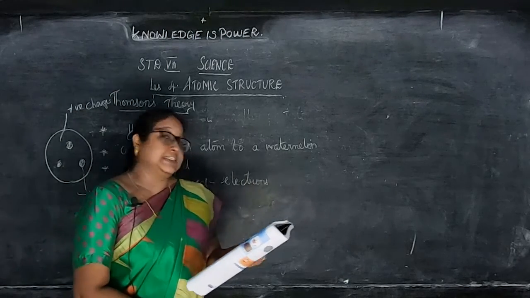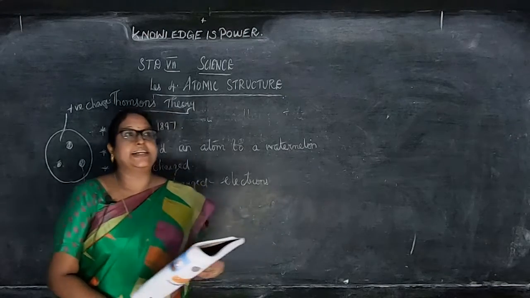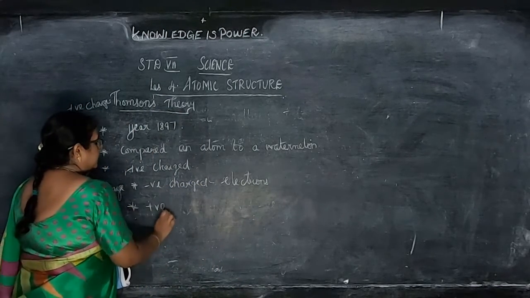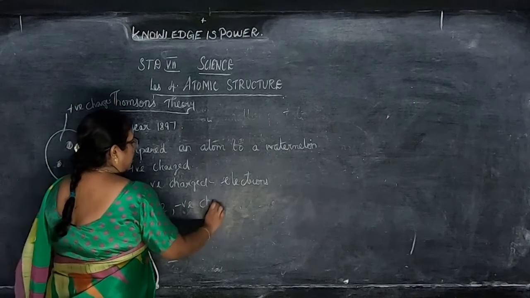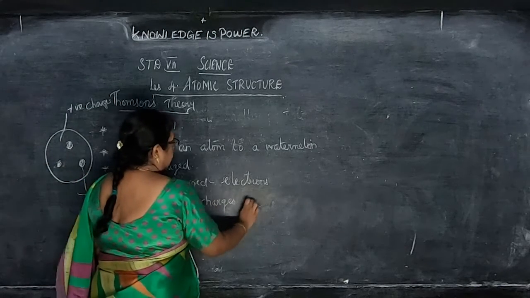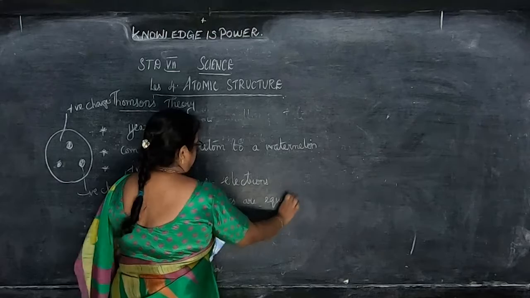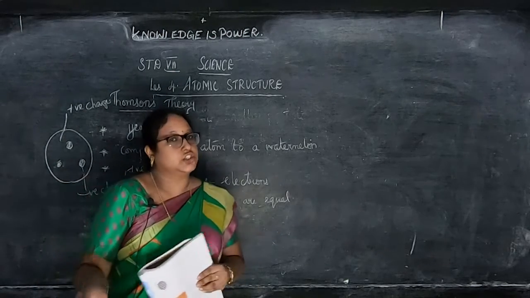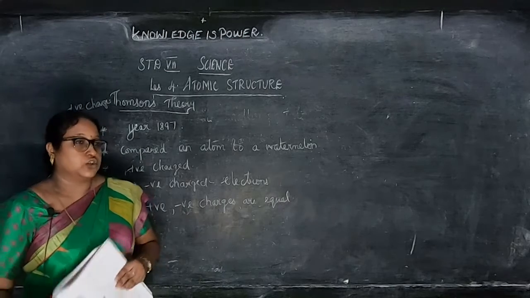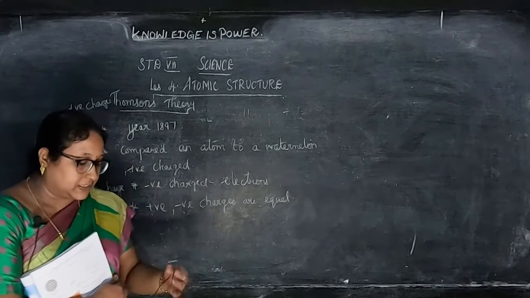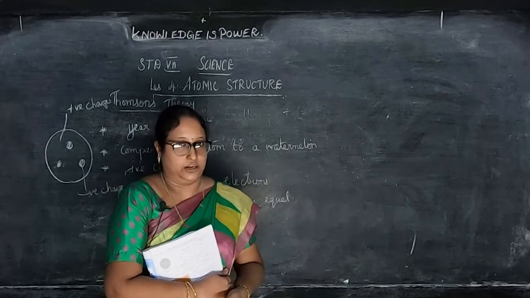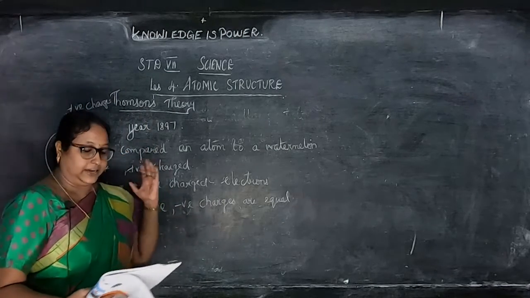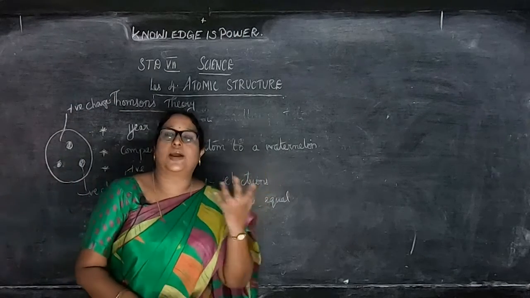Then according to this theory, the positive and negative charges are equal here. So the atom as a whole does not have any resultant charge. As a whole they could not show any result because both the positive and negative charges are equal. Okay, children, this theory shows that the positive and negative charges are equal, so as a whole it does not show any result.